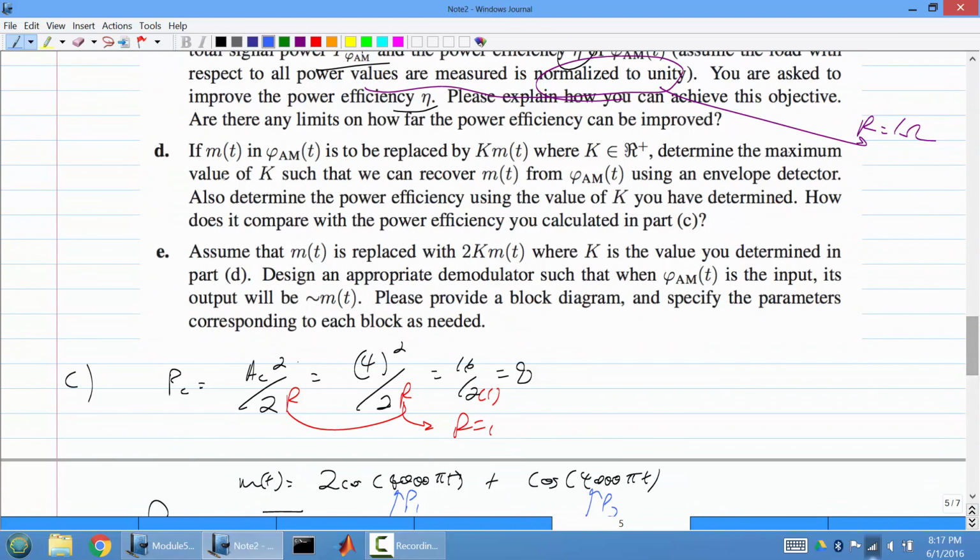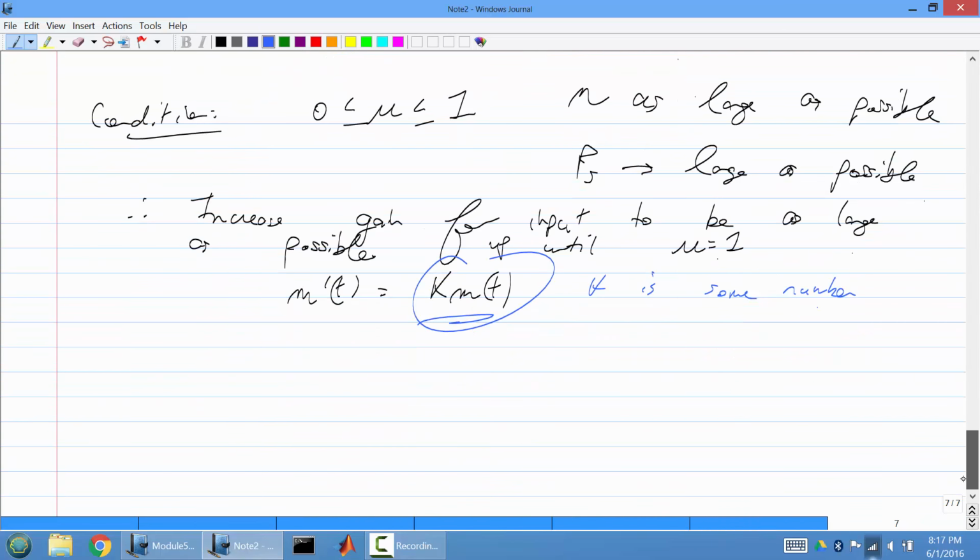Okay, so if m of t in the amplitude modulated signal is to be replaced by some gain multiplied message where it's a real number, what we need to do is figure out what the largest value k is going to be so that you're able to recover your message using an envelope detector. And then also determine the power efficiency as well. Okay, that's totally fine. So that's actually quite simple to do.